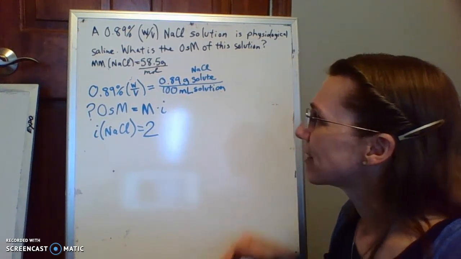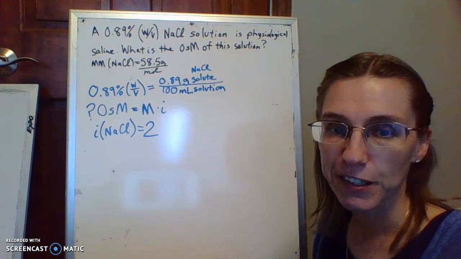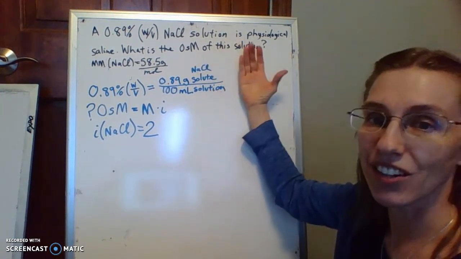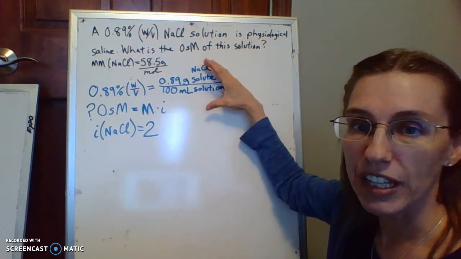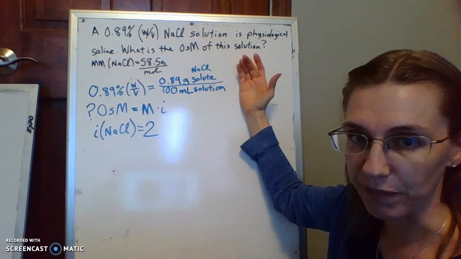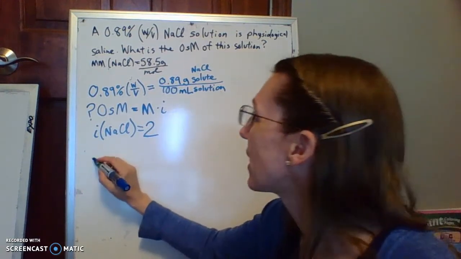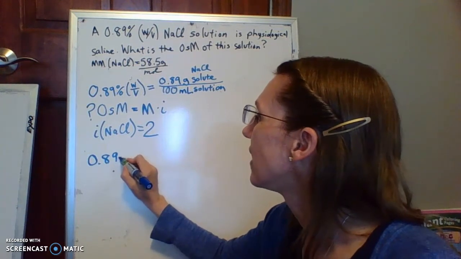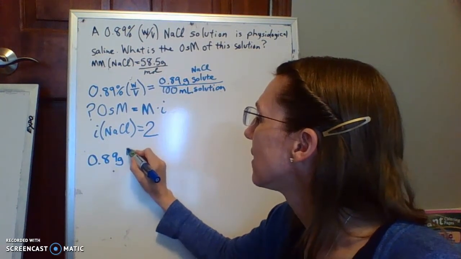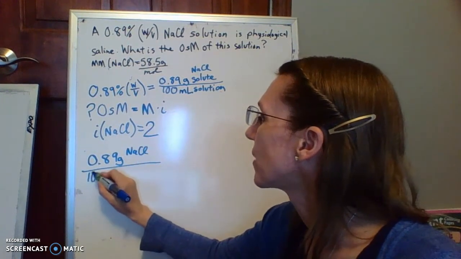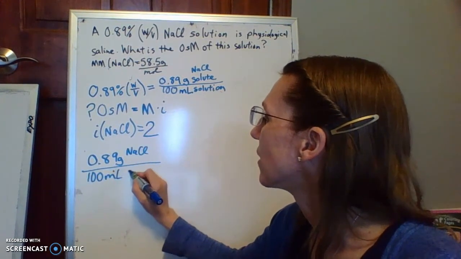Normally we would say we start with a thing that's not the conversion factor, but what we're doing is we're going to change this from one concentration to another concentration. So we're keeping it as a conversion factor, we're just changing it to a different conversion factor. So that's the one that we're going to start off with. So let's go ahead and write this down. This is the sodium chloride per 100 milliliters of solution.